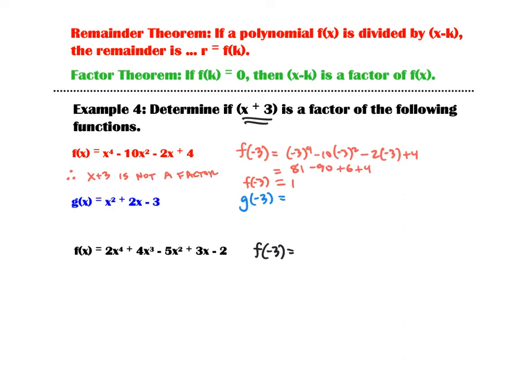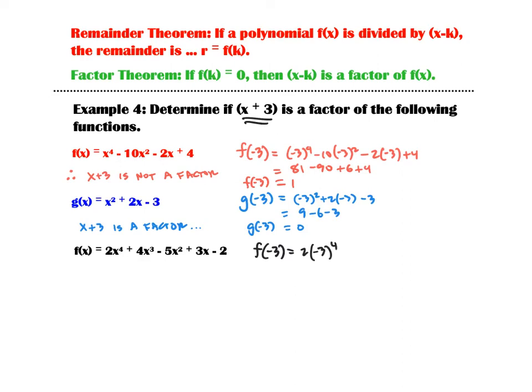All right, let's look at g of negative 3. Plug in a negative 3, square it, plus 2 times negative 3, minus 3. So I'm going to get 9 minus 6 minus 3, and there you have it. x plus 3 is a factor. Now I could factor it and keep going, but I'm not going to do that on the slide. That's not the purpose. Okay, f of x is this whole string of craziness.